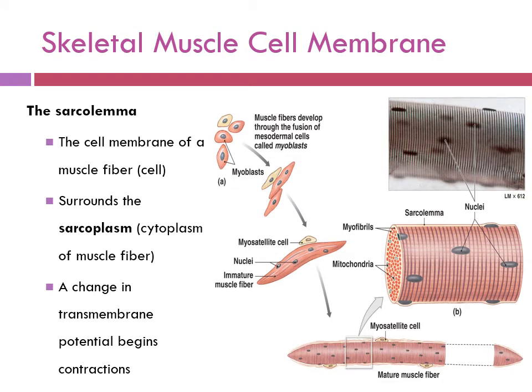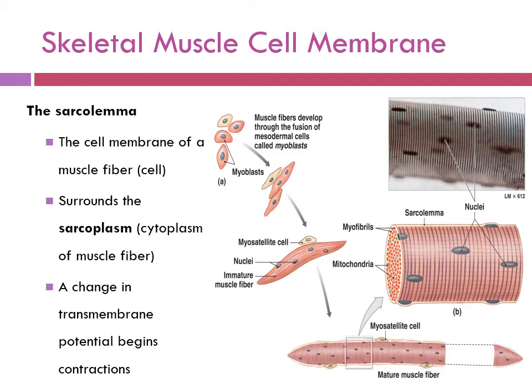The cell membrane, so it's surrounded by the epimysium, but then we have a cell membrane like any other cell. A cell membrane is a very basic part of a cell. And so the cell membrane of a skeletal muscle cell is called the sarcolemma. So it's just a fancy term for cell membrane of a muscle cell. The sarcolemma surrounds the sarcoplasm, which is the cytoplasm of the cell. And a change in transmembrane potential is what begins our contractions.